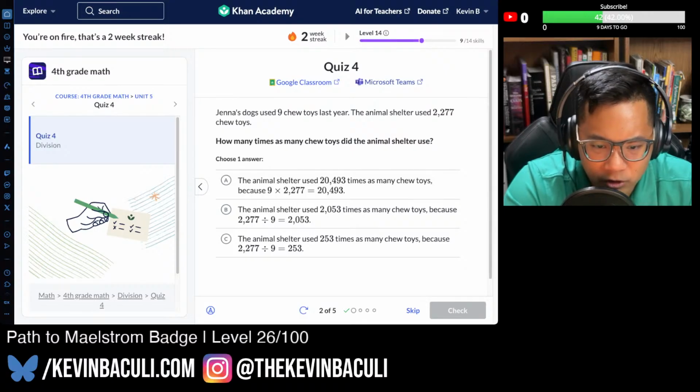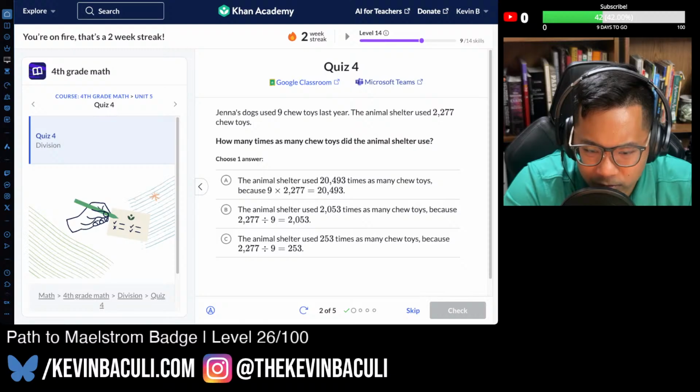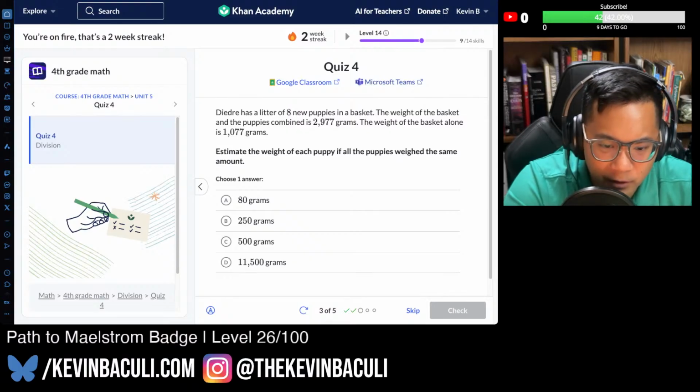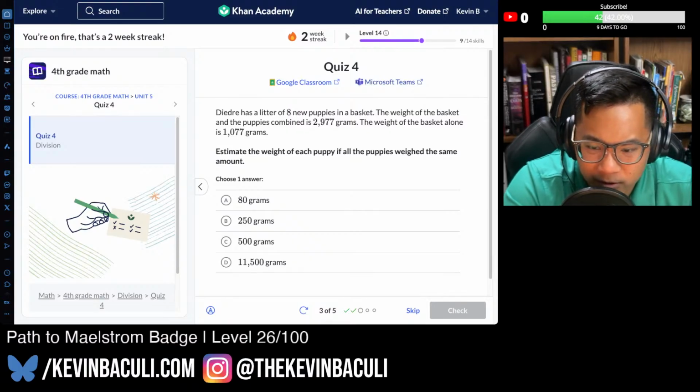Yep. Gianna's dogs used 9 chew toys last year. The animal shelter used 2,277 chew toys. How many times more chew toys? That's reasonable. Teacher had a litter of 8 new puppies in the basket. The weight of the basket and the puppies combined is 2,977. The weight of the basket alone. Each puppy. 3,000, like 2,000 divided by 8. 2,000 divided by 8 is like 250.